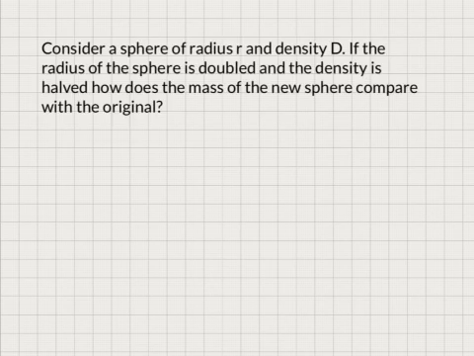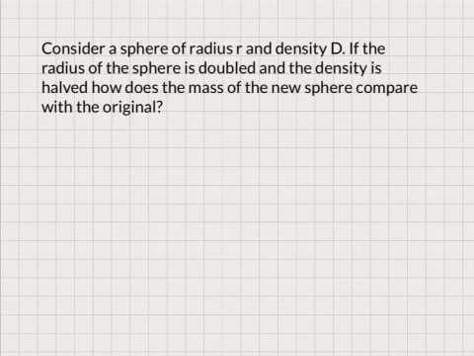So here's our example. We have a sphere that has a radius r and a density d. We're going to take the radius of the sphere and double it. The density is cut in half. We want to know how the mass of the new sphere compares with the original.